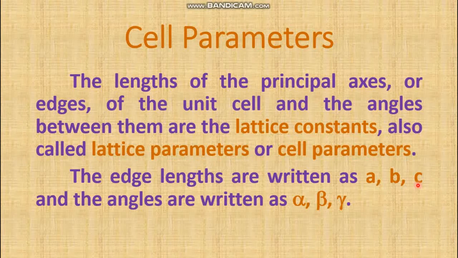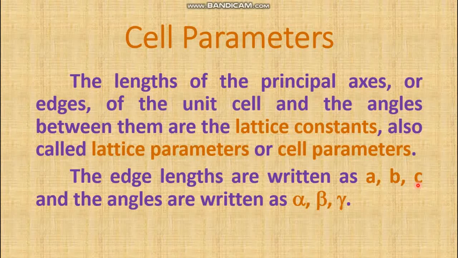Now what about a, b and c? You will count one thing, that the X, Y and Z axis in crystallography, solid state chemistry, are the a, b and c axis respectively. Now along the X axis the edge length is a. That means along the a axis the edge length is a, along the b axis the edge length is b, and along the c axis the edge length is c.